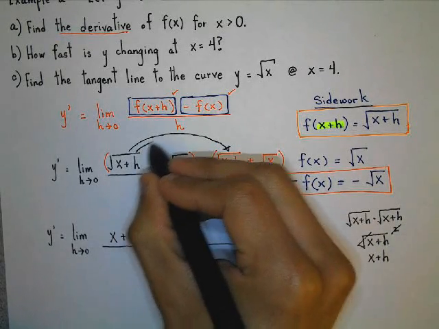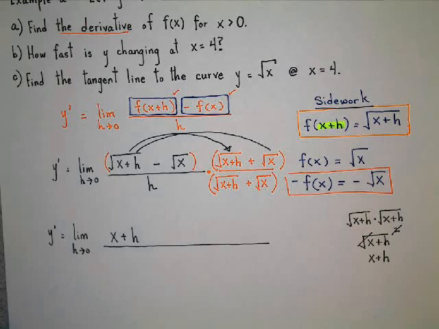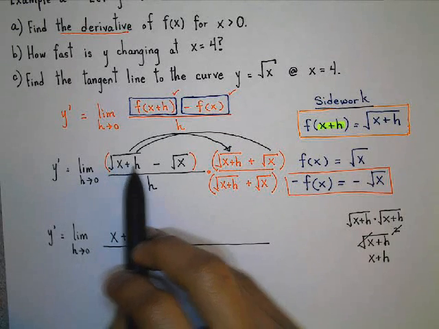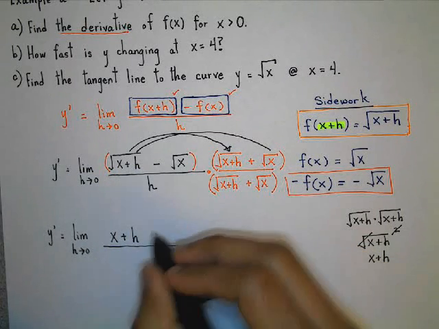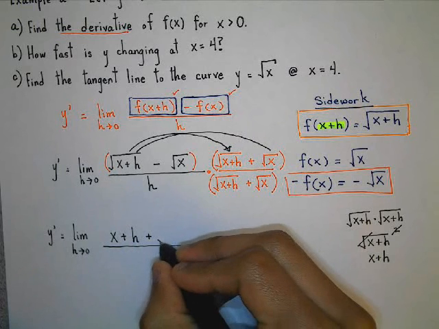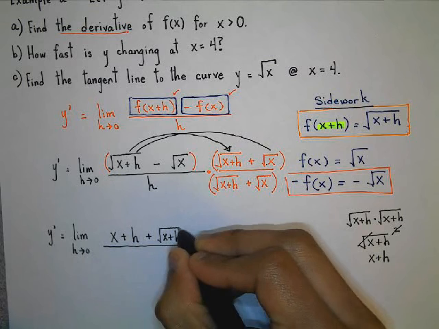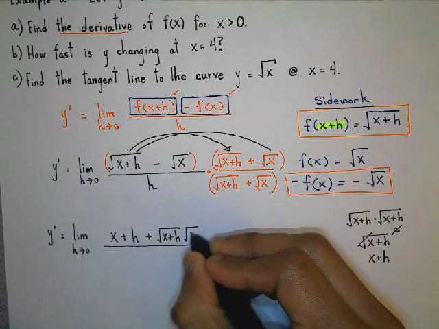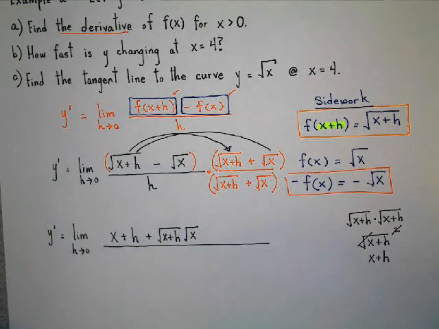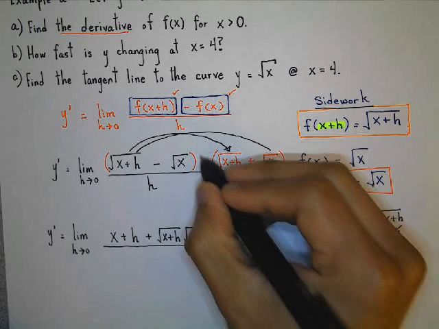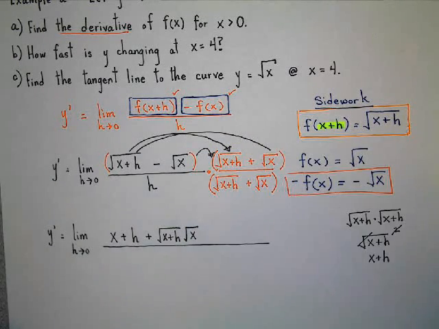Now we're going to multiply this part right here. So we have the square root of x plus h times the square root of x. I'm just going to keep them separated like this. I'm going to write the square root of x plus h times the square root of x. I'm not going to really multiply those things out. I'm just going to put them together. Then on the inside, I'm going to multiply these out.